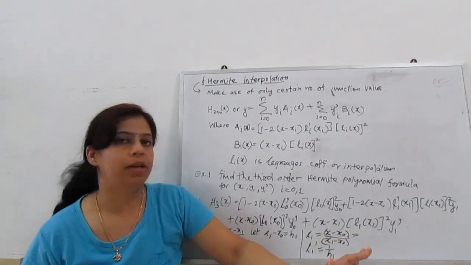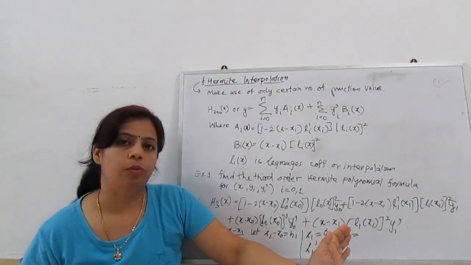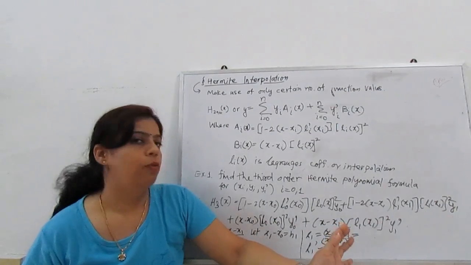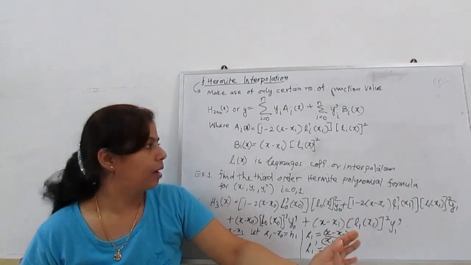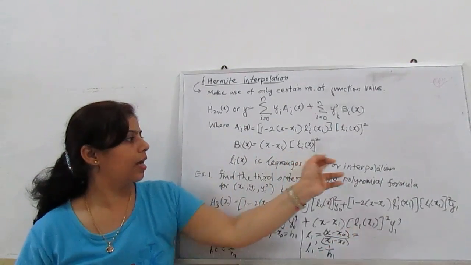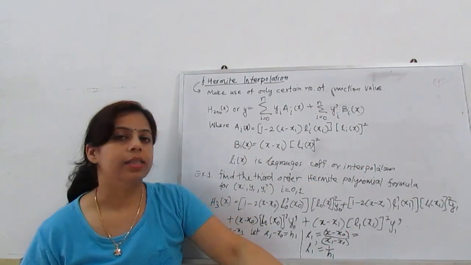So this is the Hermite polynomial. I don't want to show you how to prove it or how to derive it. We directly proceed to the examples, where Li is the Lagrange's coefficient or Lagrange's interpolation.